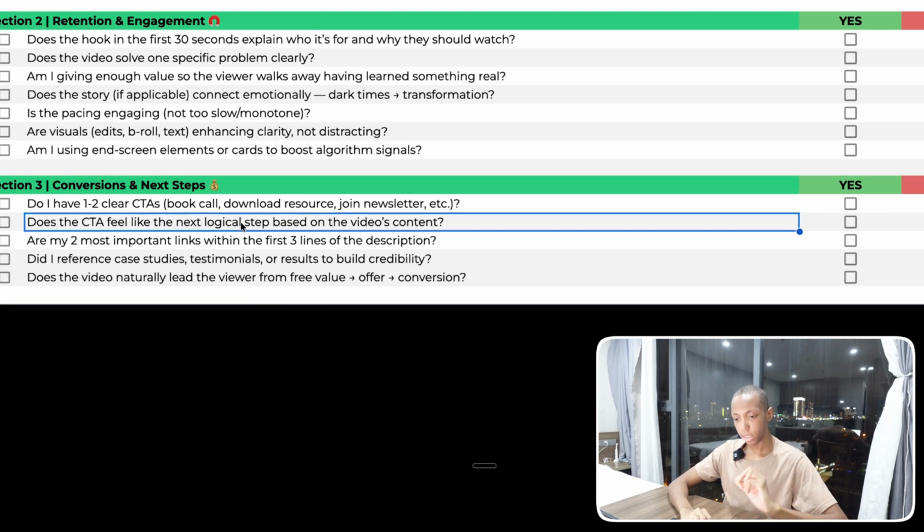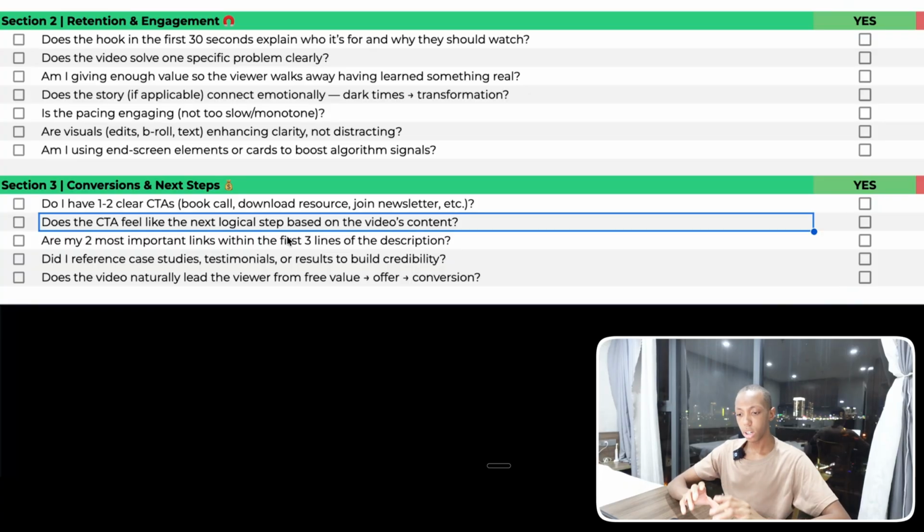Now, second thing, does the CTA feel like the next logical step based on the video's content? And of course it should be, because if it's not, then that means you did something in a video where you structured it the wrong way, right? Your video should feel as though, okay, I got this help, I got a bunch of value, I need even more help, I need even more value from this guy. Let me go into offer. Where's the link? Where's the link? They should be looking for the link. If they can't find it, it's your fault, right? That's your fault at the end of the day.